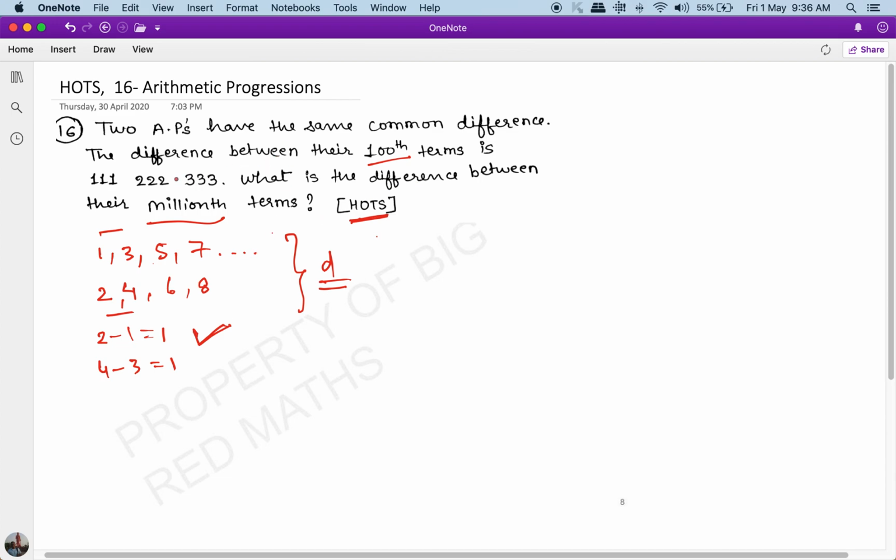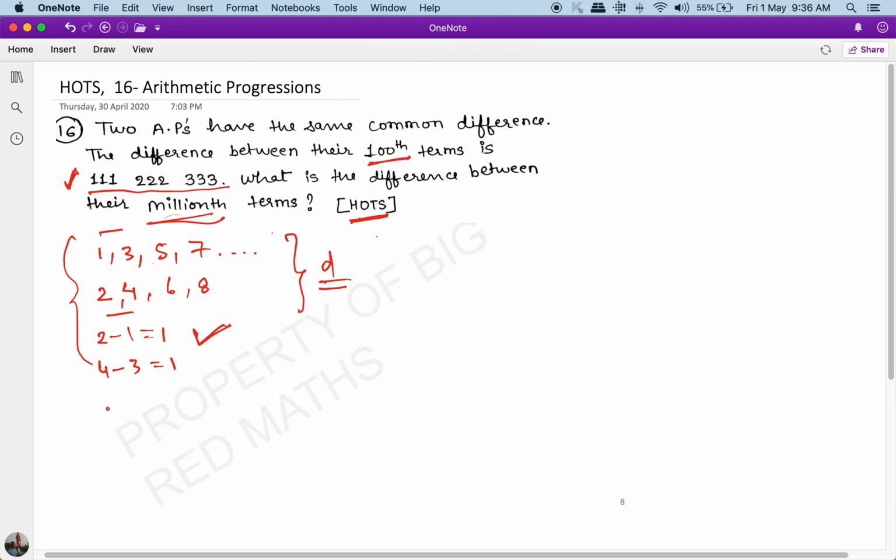So the answer to the question is, if the difference between their 100th terms is this big, massive number, then the difference between their millionth terms will also be the same. Okay, that is the answer, that the difference between their millionth terms is also the same, which I've proven to you here with a small example.